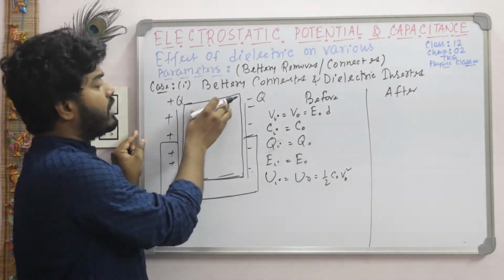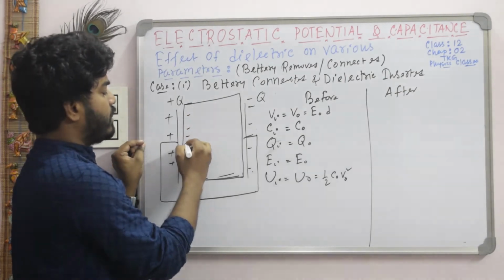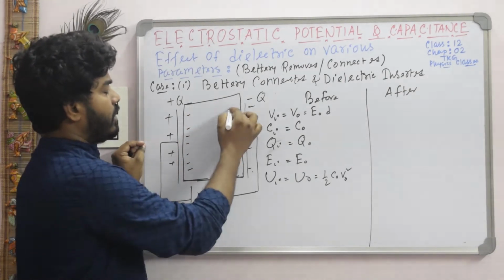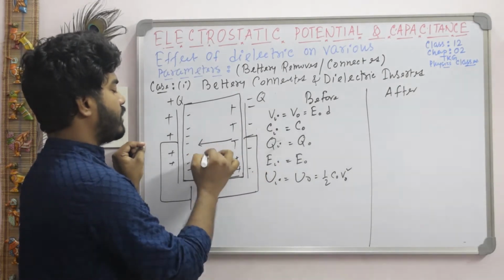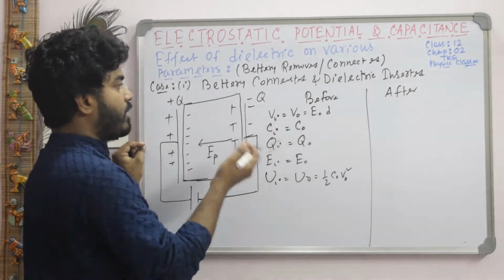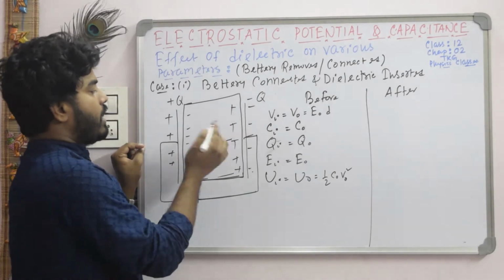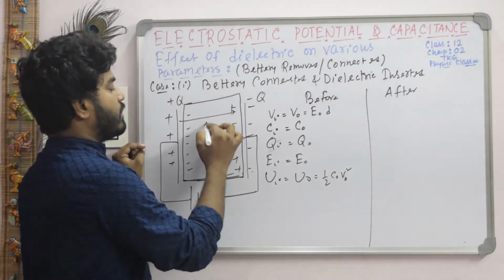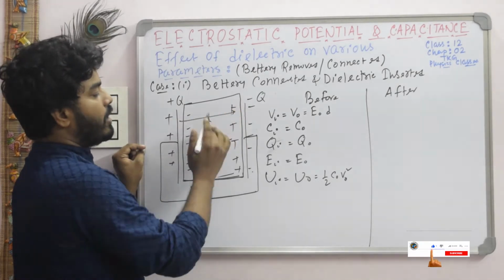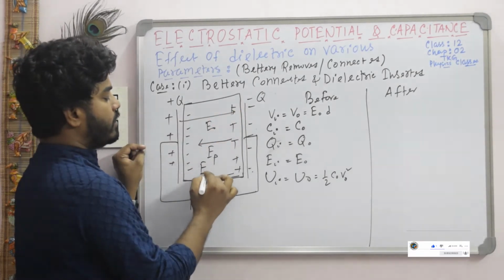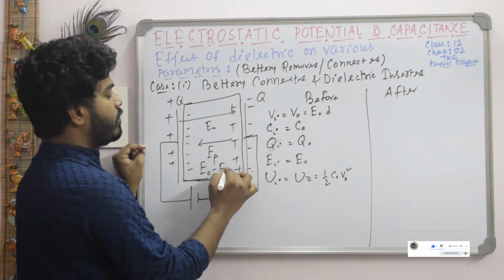When you introduce a dielectric slab, there will be induced a minus charge and a plus charge, and this minus and plus charge develop an electric field which is named as EP, electric field due to polarization. And there is an electric field, that is E original, that is E naught, which is directed from positive plate to negative plate. So the net electric field here is E naught minus EP.